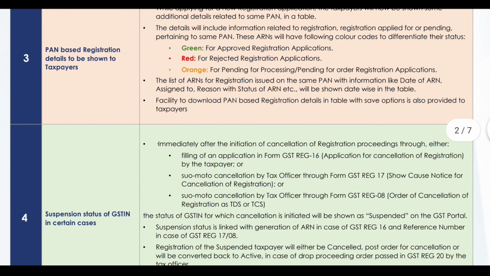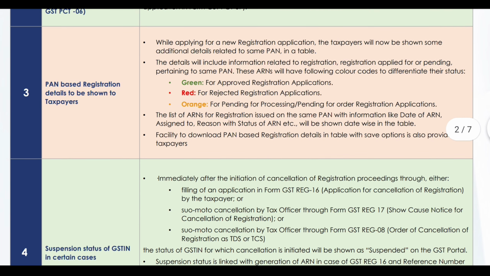And number 3, PAN based registration details to be shown to the taxpayers. While applying for the new registration, the taxpayer will now be shown more additional details related to the same PAN. If you can see, it will show green color for approved registration applications, red color for rejected registration applications, and orange for pending or processing registrations.